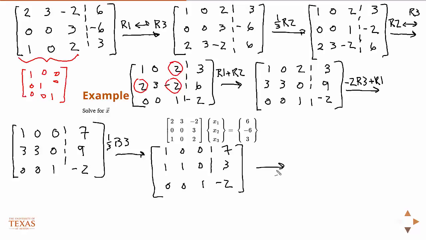And then one more step. Multiply the first row by minus 1 and add it to the second, right? So minus 1 row 1 plus row 2 is 1, 0, 0, 7, 0, 1, 0, minus 4, 0, 0, 1, minus 2.